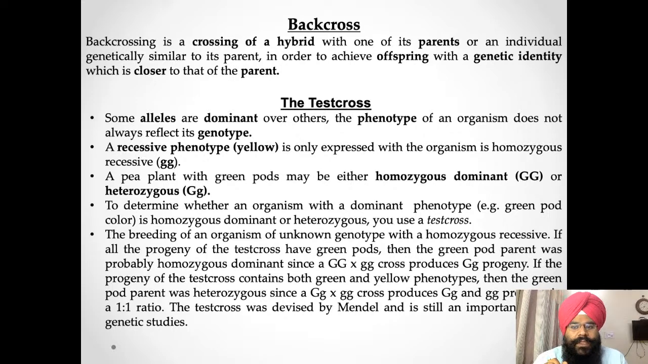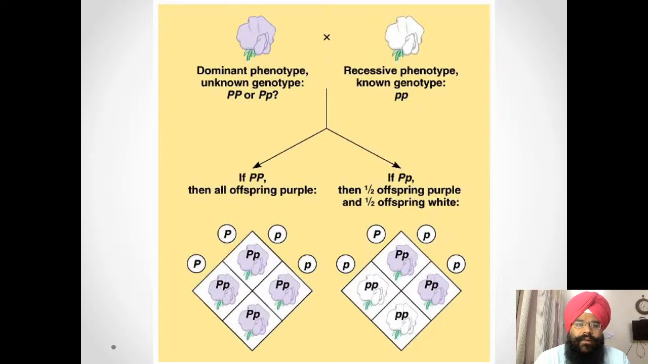Test cross, what is a test cross? One allele is dominant over the other. The phenotype of an organism does not always reflect its genotype. A recessive phenotype is only expressed when the organism is homozygous recessive. So a pea plant with green pods may be either homozygous or heterozygous. To check whether you have homozygous or heterozygous, that's why we do the test cross.